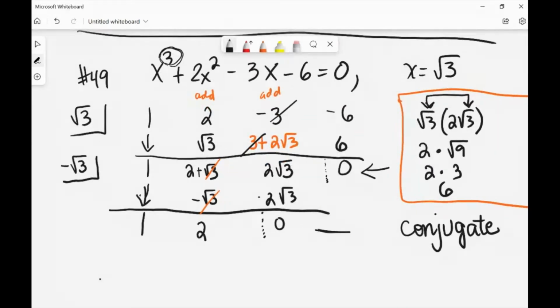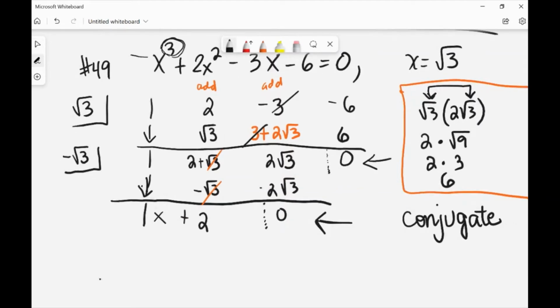Now, what degree would this be if we wrote it out? What degree is that? 1. The first degree. Yep. So that'll be x plus 2, right? Plus 2. Very nice. Let's see what we got. We're going to write everything out.